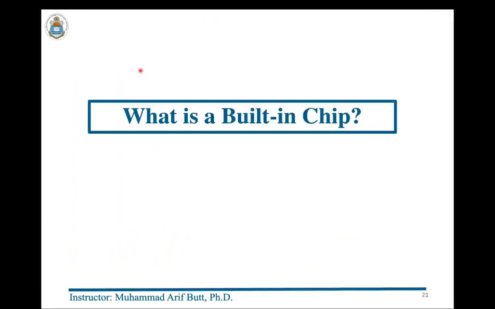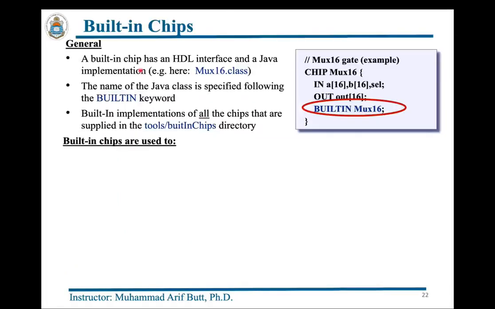Okay, so now let's move on to the concept of built-in chips. Well, a built-in chip has an HDL interface and a Java implementation. So you see this is the HDL interface of MUX 16: two 16-bit numbers and a selection line, and the out, which is also 16-bit. But inside the implementation part, instead of having parts and different gates implementing this chip, you have a keyword BUILTIN and then the name of the chip. So this MUX 16 chip is implemented as a MUX16.class file inside your hardware simulator, the Java class.